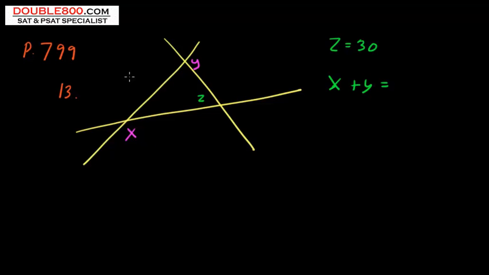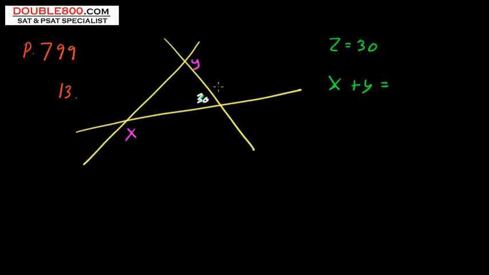In this lesson, we'll review a math question from the problem-solving section. We're on page 799, question 13 out of 16. This is a moderate to difficult question, and we're given these lines which make up a triangle, and we're told that z equals 30, and we've got x and y over here, and the question is asking for x plus y.